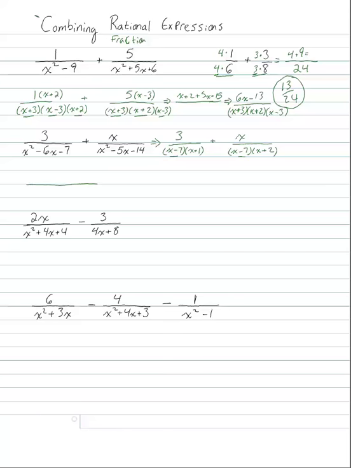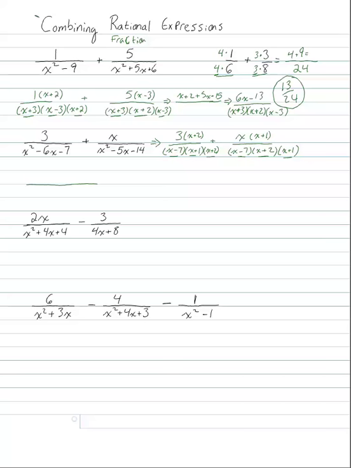So the first one does not have an x plus 2. So I'm going to multiply the first one by an x plus 2. Okay, now they both have an x minus 7 and an x plus 2. Well, the second one's missing an x plus 1. So I multiply the second one by an x plus 1. Okay, so now they both have an x minus 7, x plus 2, and x plus 1. So now I have a common denominator.